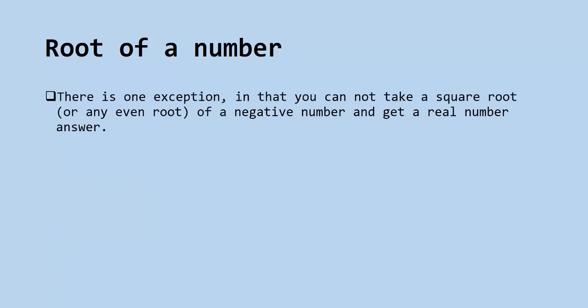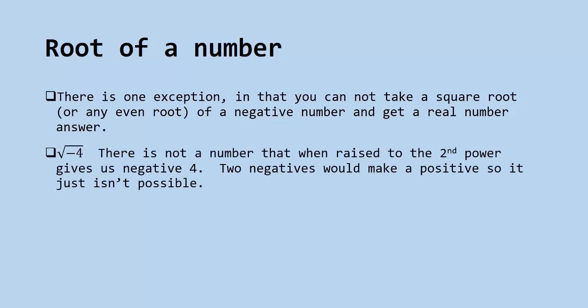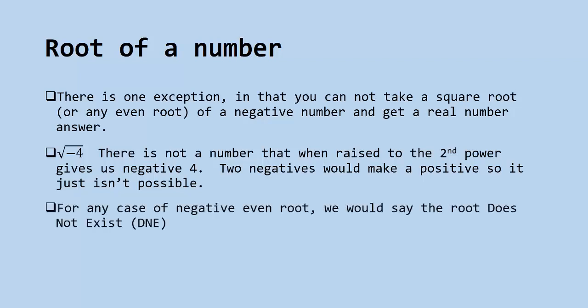There is an exception in that you cannot take a square root or any even root of a negative number and get a real number answer. Here we have the square root of negative 4. There is not a number that when raised to the second power gives us negative 4. Two negatives would make a positive, so it just isn't possible. For any case of a negative even root, we would say the root does not exist.